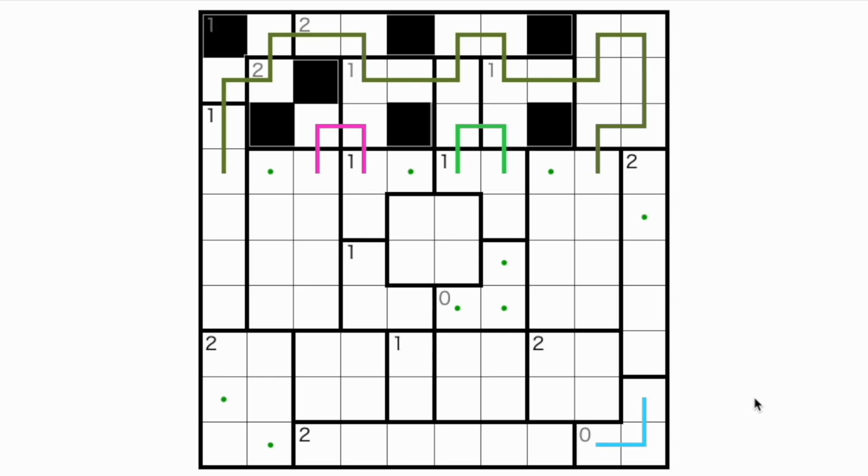And these can't be both of them because that would give us a dead end. So there's at least one that is not in this stretch, and it can only be here, which gives us a corner.